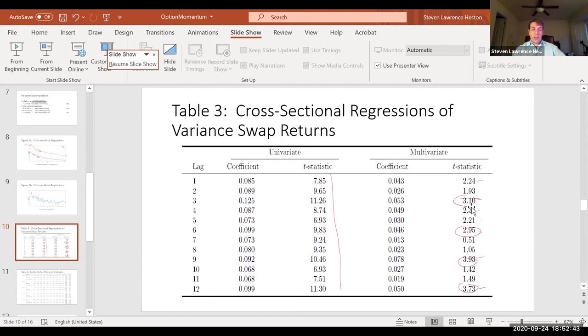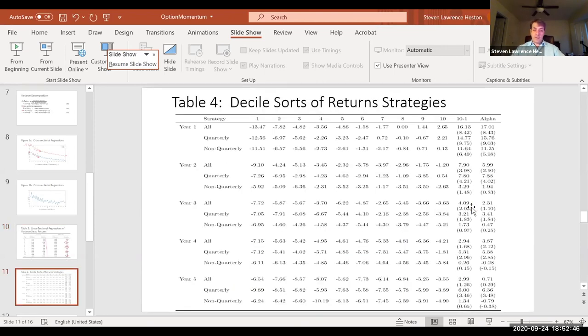What I'd like to do is present a very dense picture of strategies that combine all these features, just to show you what you can get. I have decile sorts for year one, considering all the lags in year one, just the quarterly or just the non-quarterly. If you look at the deciles, the returns are almost perfectly monotonic. The top decile minus the bottom decile earns a lot of money, either in excess return or in alpha with respect to some factors.